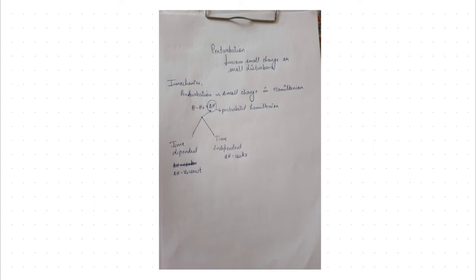Basically, there are two types of perturbations. The one is time dependent and the other is time independent. It's really simple. If the delta H contains time t, then it becomes a time dependent perturbed Hamiltonian. And if it is time independent, for example, delta H cos kx, over here there is no time. That's why this delta H is independent of time. So there are two types of perturbed Hamiltonian, time dependent and time independent. I hope this much knowledge is sufficient.